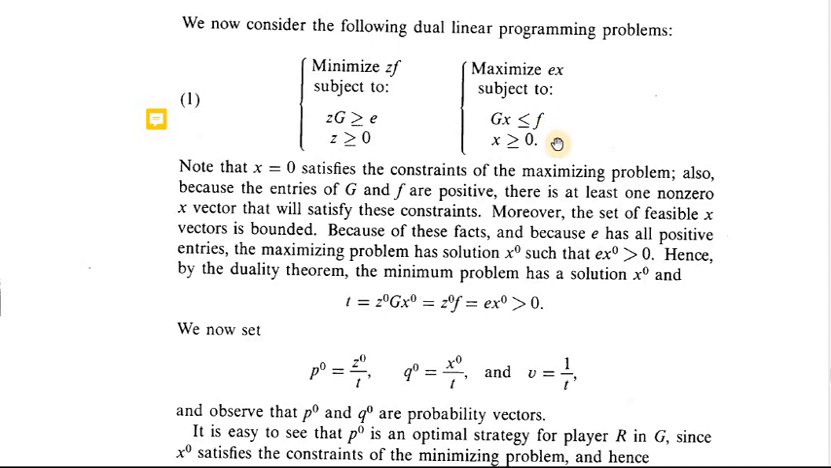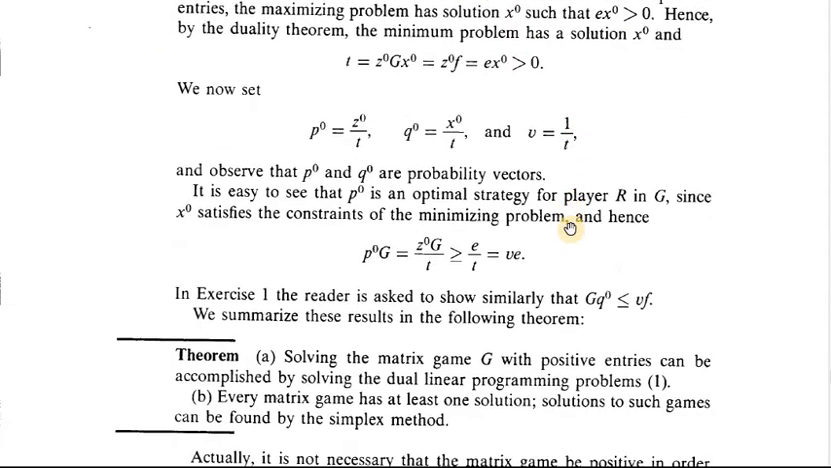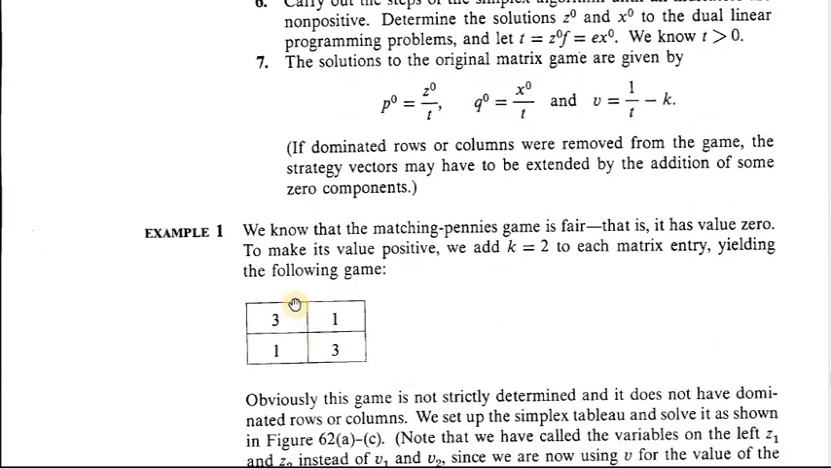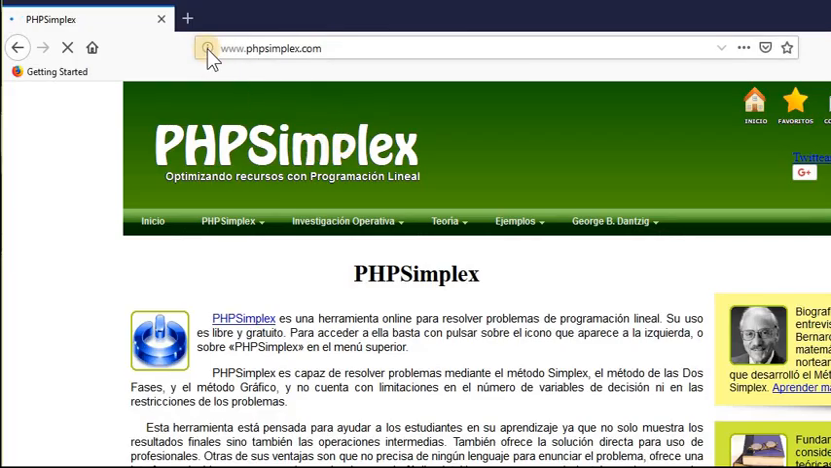How does that work for this one here? If I have this matrix 3, 1, 1, 3, this is my G, and I want to multiply G times x, and that should be greater than or equal to f, which is the vector of ones. So let me go ahead and get a solver, and we can do this. You can find the solver at this site, phpsimplex.com, and just click here.